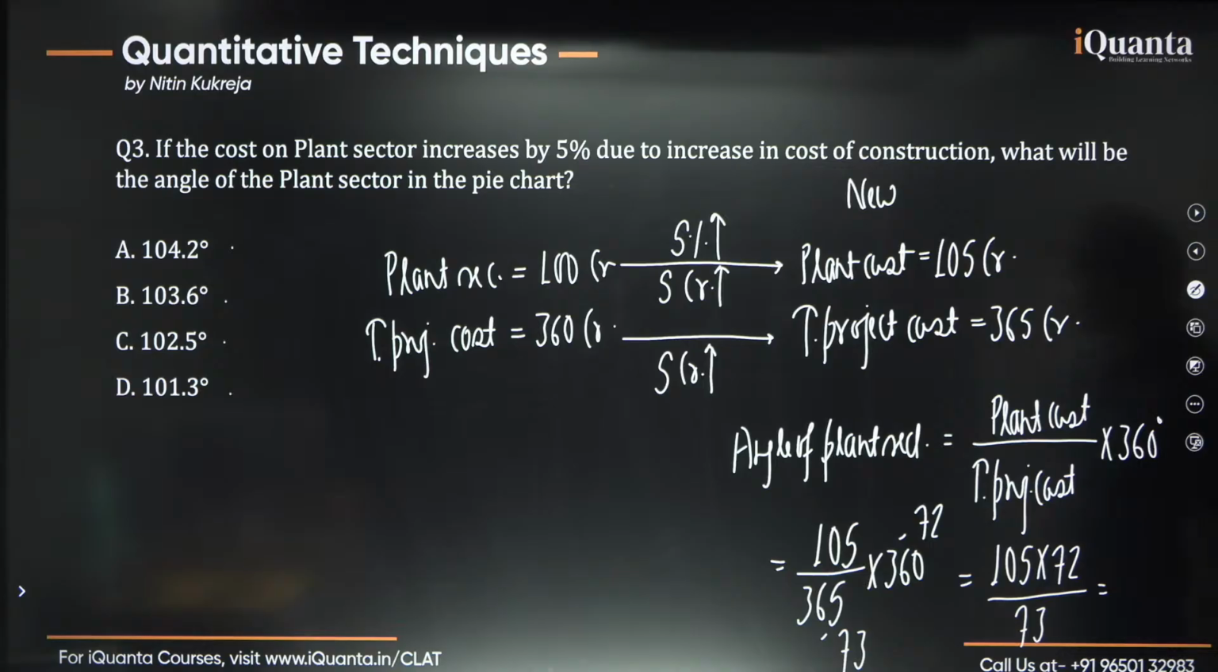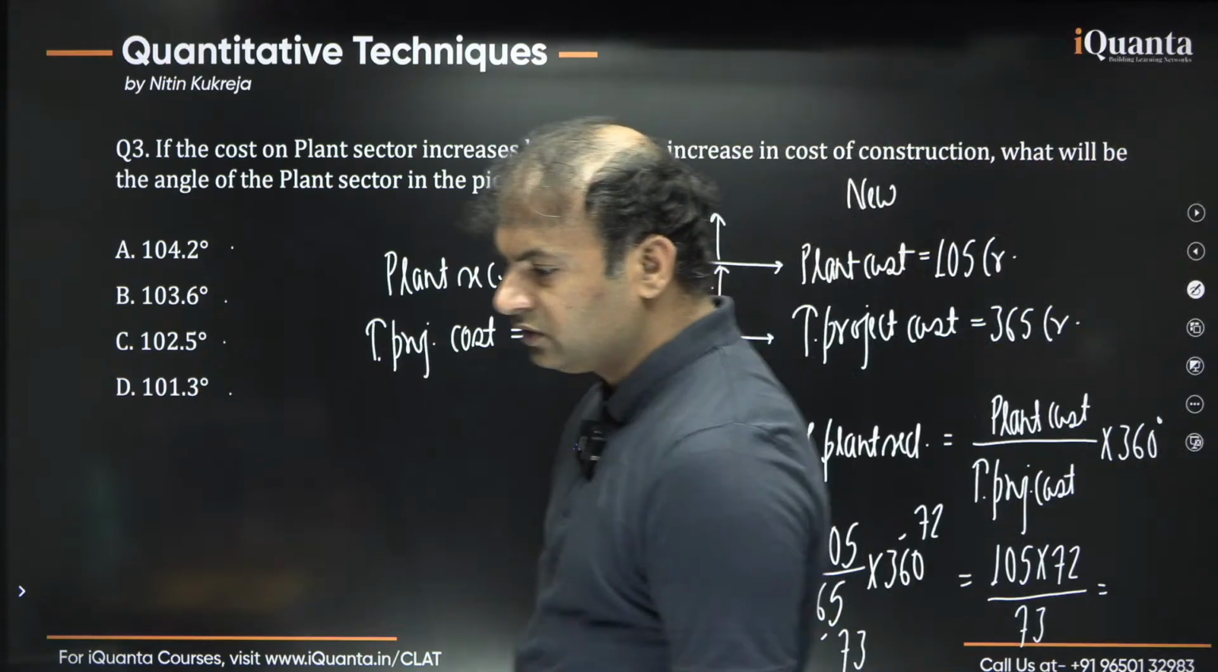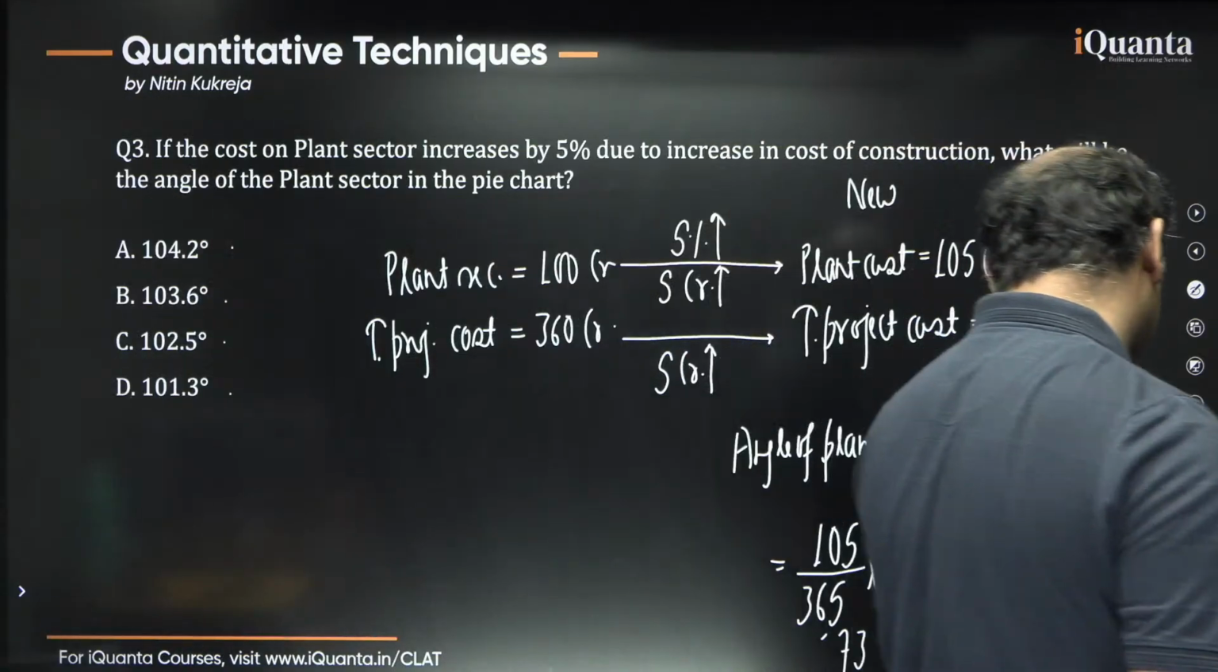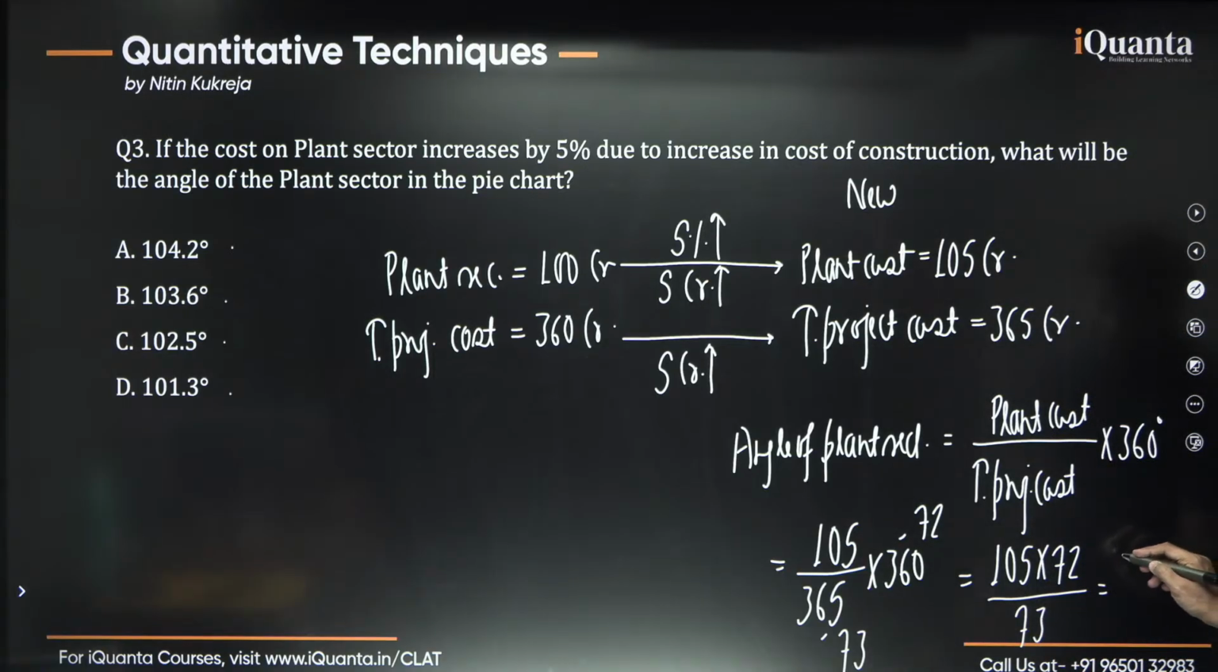72 into 100 is 7200, and 72 into 5, what should it be? You will say 72 into 10 by 2. 72 into 10 is 720, by 2 is 360. 360 and 7200, so 7560, right? So it is 7560 divided by 73. So this should be the degree, right?